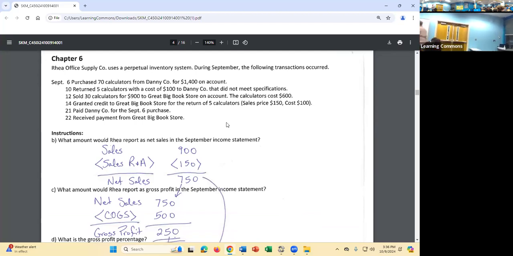And then the last one is just another formula. And it is our gross profit percentage. So the gross profit percentage is our gross profit divided by net sales. So that is gross profit of 250 divided by net sales of 750. So we get 0.33 or 33%. So all of these work together to get to our gross profit percentage. And again, gross profit is what pays the bills.